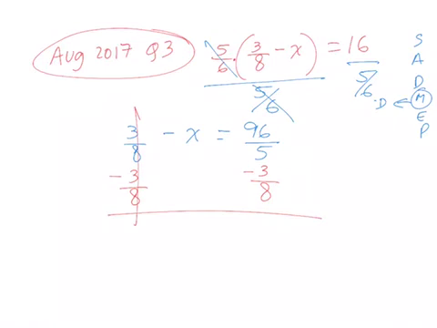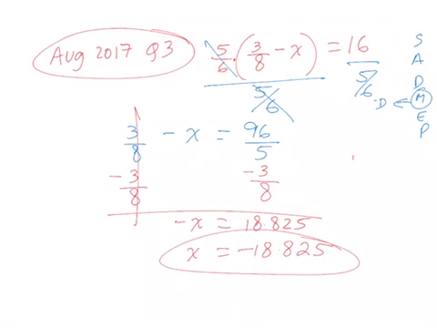So this cancels. What's 96/5 minus 3/8? We can simplify it, and we can either use fractions. It's up to you, however you want to do it. The answer is in decimals, so I'm going to put the decimal value. This is what I get. Then let's multiply or divide by -1 on both sides. So I end up getting -18.825. Answer 2.